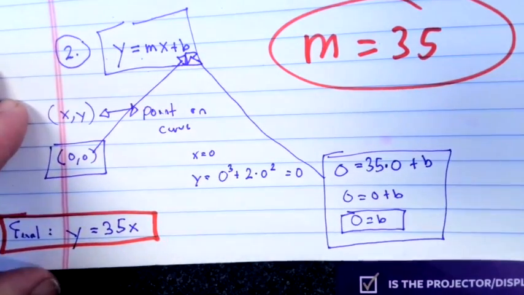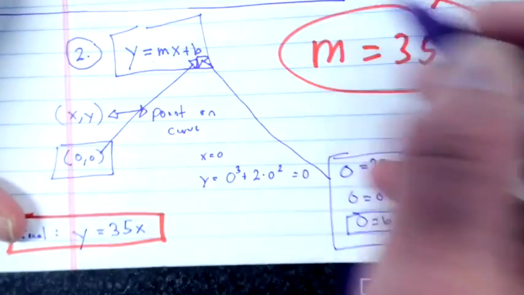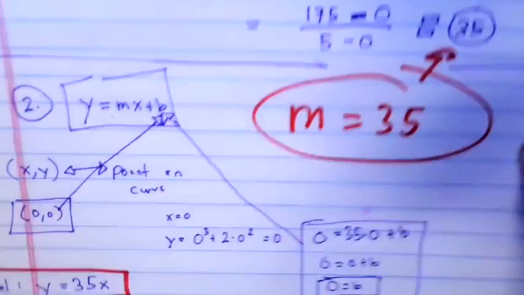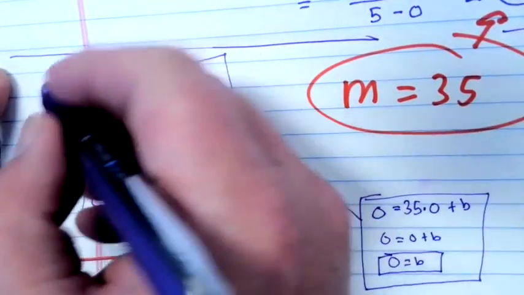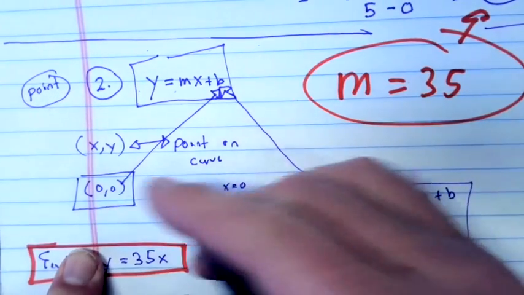So really, it's not any different than any other linear calculation that we do. It's just that the slope is going to come from average rate of change, and the points that we need to plug in to get slope intercept form will be coming from plugging in the function.